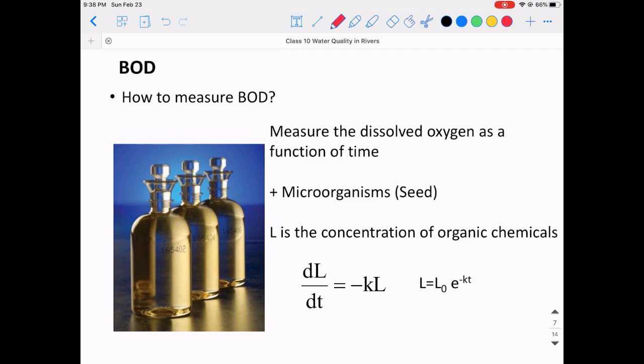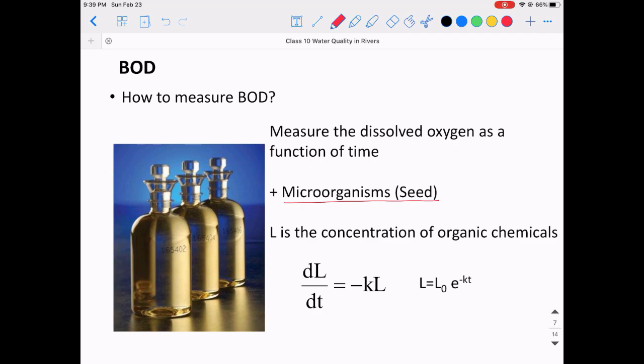The water might already contain some microorganisms. Since the water also has dissolved oxygen, these organisms can already start to oxidize all of these oxygen-demanding materials. Or if the water quality is so bad that it doesn't have any microorganisms, we can add seed materials into the water and let these microorganisms do the job of oxidizing the organics inside.